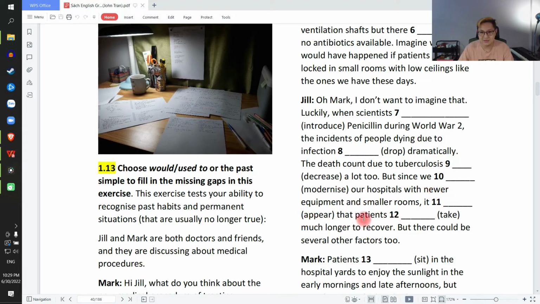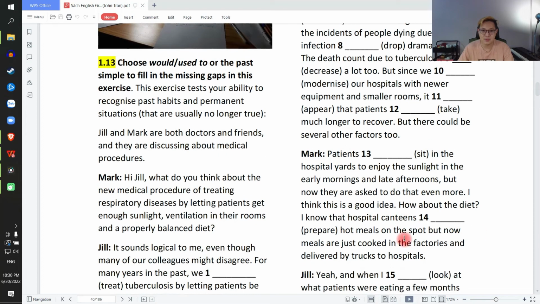Hồi đó có vẻ như rằng ok, nhưng mà từ khi chúng ta hiện đại hóa những cái bệnh viện chúng ta với những cái thiết bị mới và những phòng nhỏ hơn, lúc đó có vẻ như rằng những bệnh nhân đã tốn thời gian lâu hơn để mà hồi phục. Nhưng có thể có nhiều những cái nhân tố khác nữa.